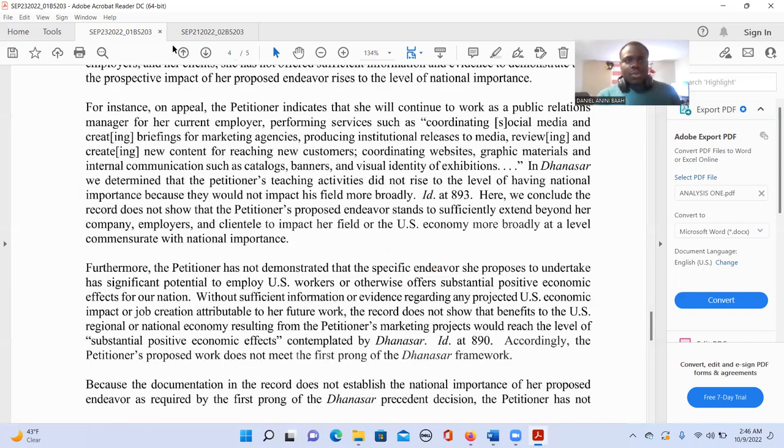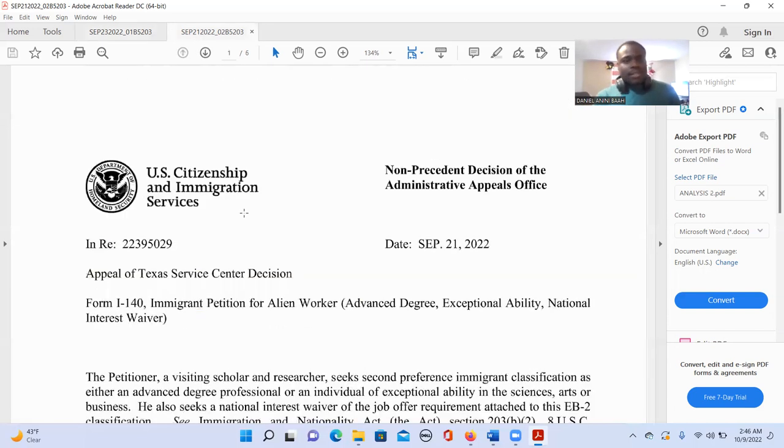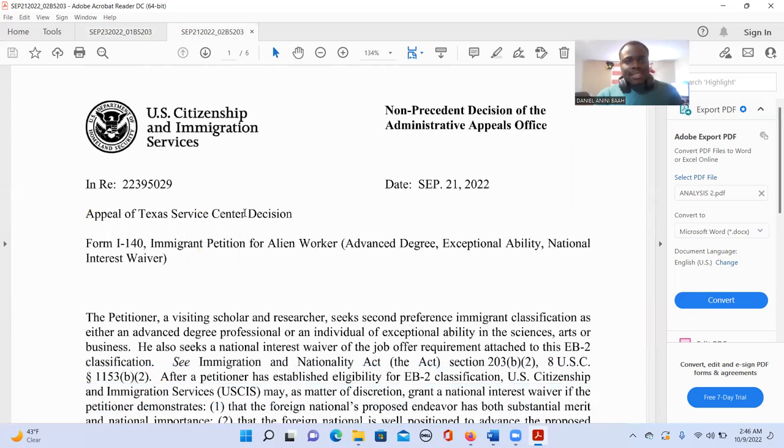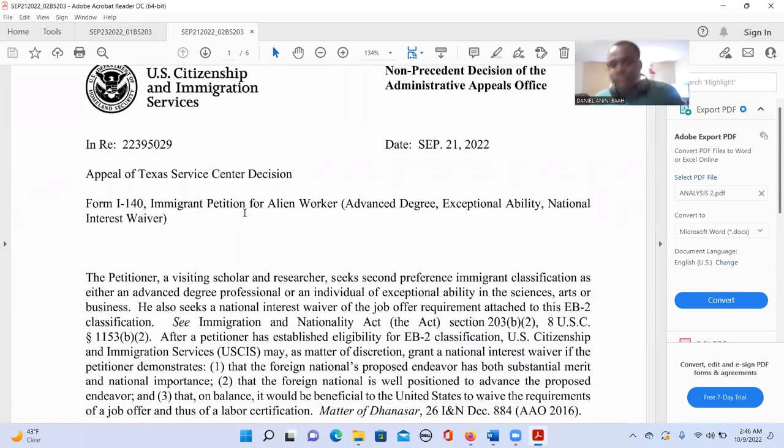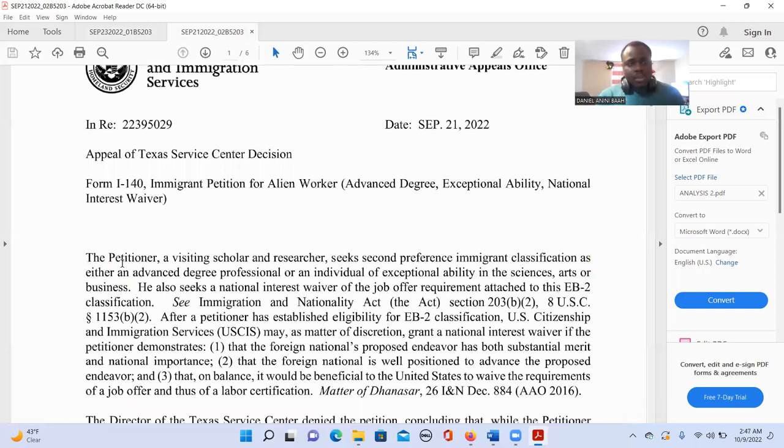And let us go through the second analysis at this point. So let's look at the second analysis. And what is this person hoping to do? This is also on September 21st. And this is an immigrant petition for alien seeking advanced degree national interest waiver. Of course, our type of petition that we are always looking for.